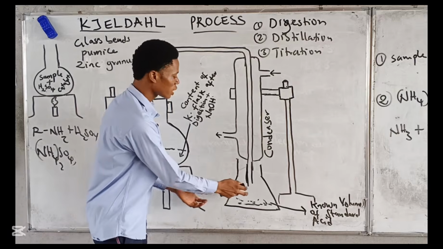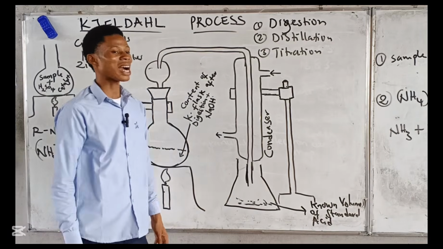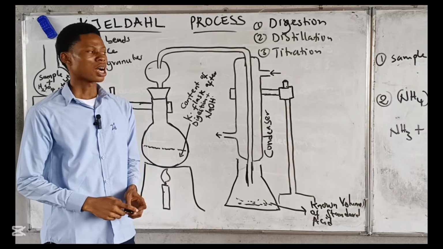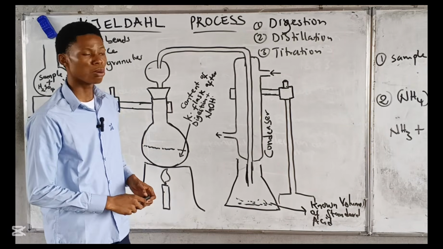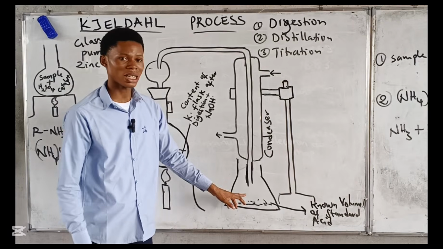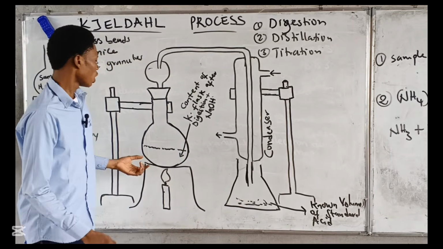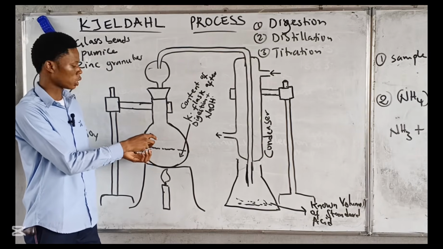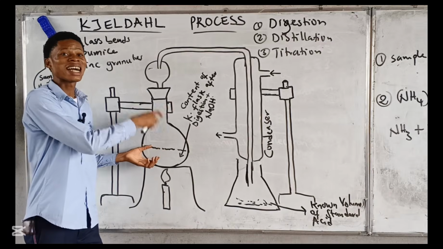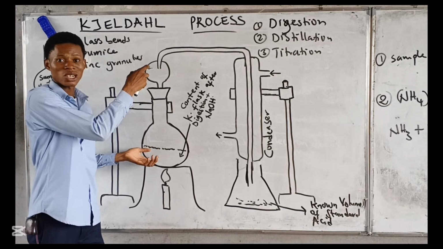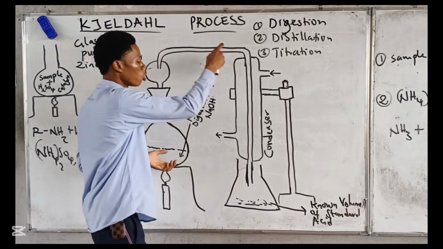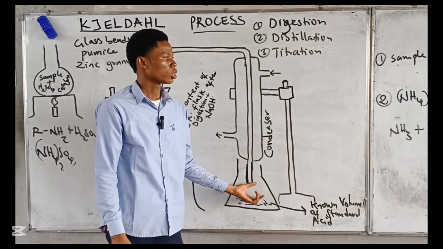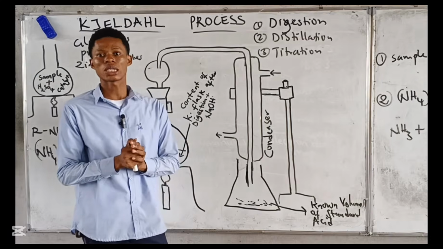But in this collecting flask here, we added what? A known amount of acid. And which acid do we use? Boric acid. So there is boric acid here. So as you're heating the ammonium sulfate with sodium hydroxide, the gas that will be released is what? Ammonia gas, right? Ammonia gas will now come and be collected with what? Boric acid, right? With boric acid.